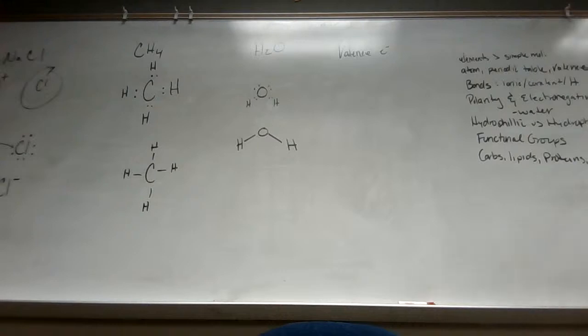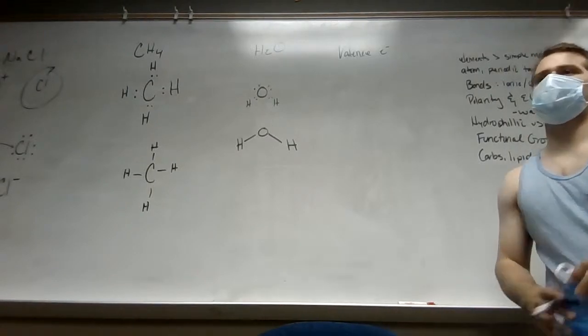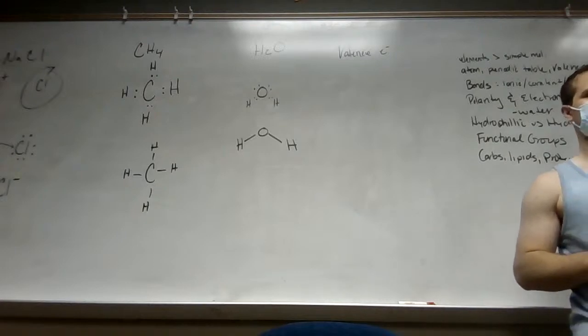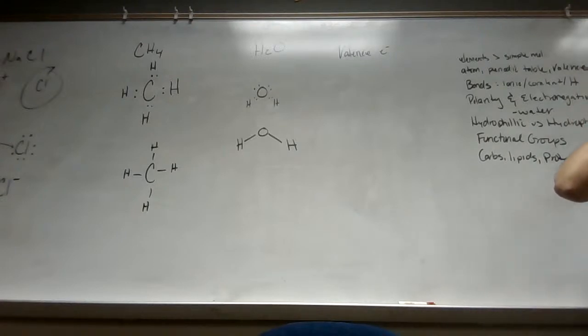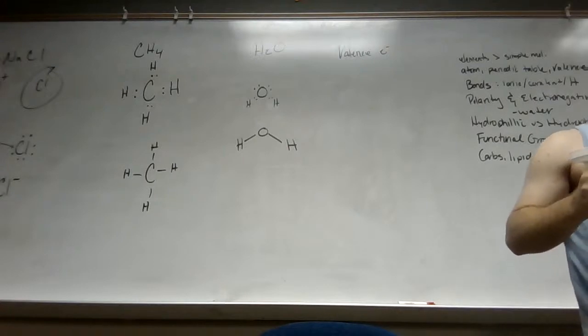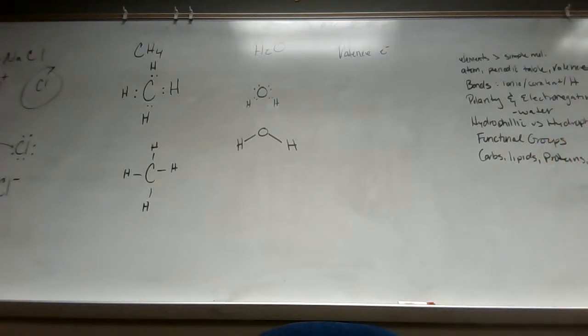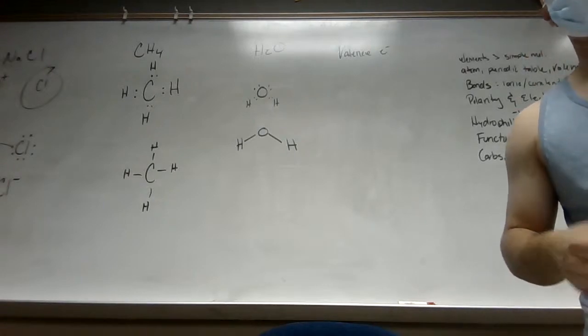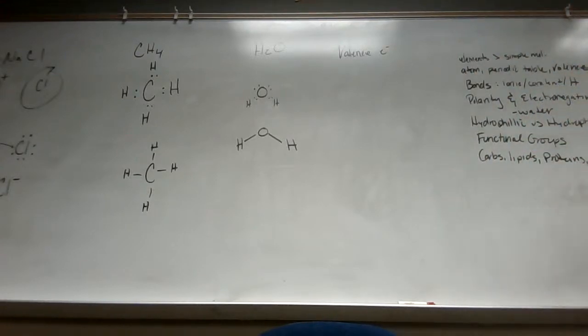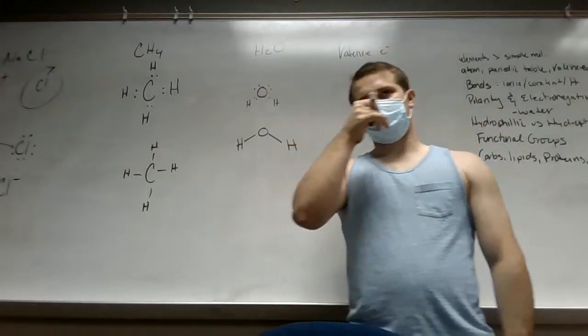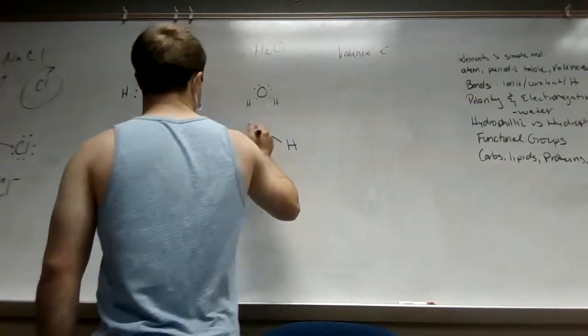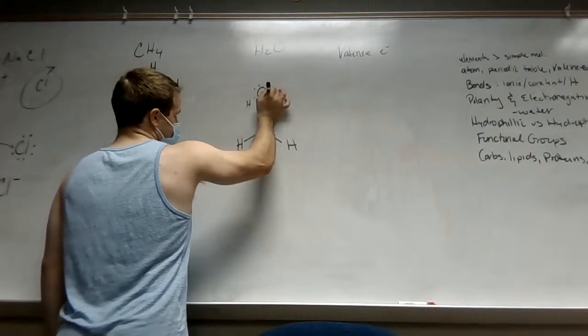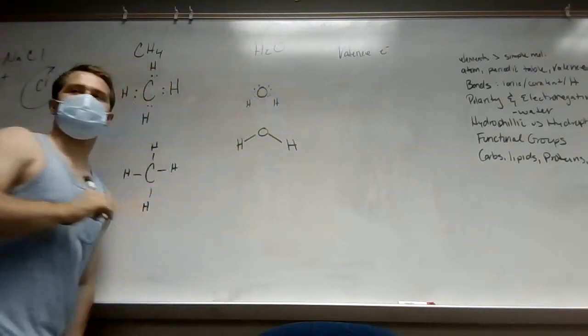So does anyone remember what electronegativity means? What is the definition of electronegativity? Electronegativity is the attraction to an electron. So if something has high electronegativity, it will be more strongly attracted to an electron as opposed to something with low electronegativity. That makes sense. So oxygen has a higher electronegativity than hydrogen. So what's going to happen is rather than equally sharing these electrons, oxygen is going to pull them a little closer to it than to the hydrogen.